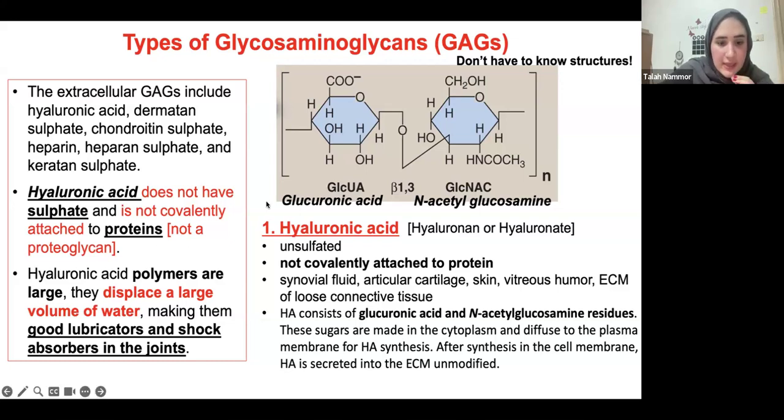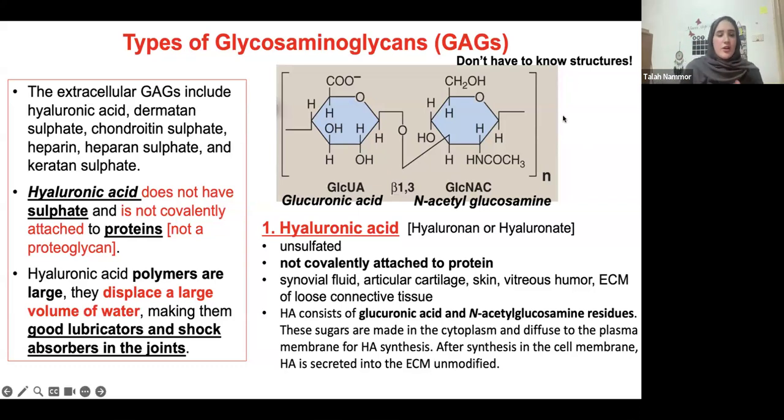Now, let's look at the structure of hyaluronic acid. Of course, you don't need to know the structure, as in how the rings look, but you need to know what it is made up of. So hyaluronic acid is made up of glucuronic acid, or glucuronate, with N-acetylglucosamine, and there's no sulfate, okay? So it's unsulfated and it's not covalently attached to a protein. Later on we're going to talk about how they're usually attached to a core protein forming proteoglycans, okay? But hyaluronic acid specifically is not covalently attached to a protein, okay?